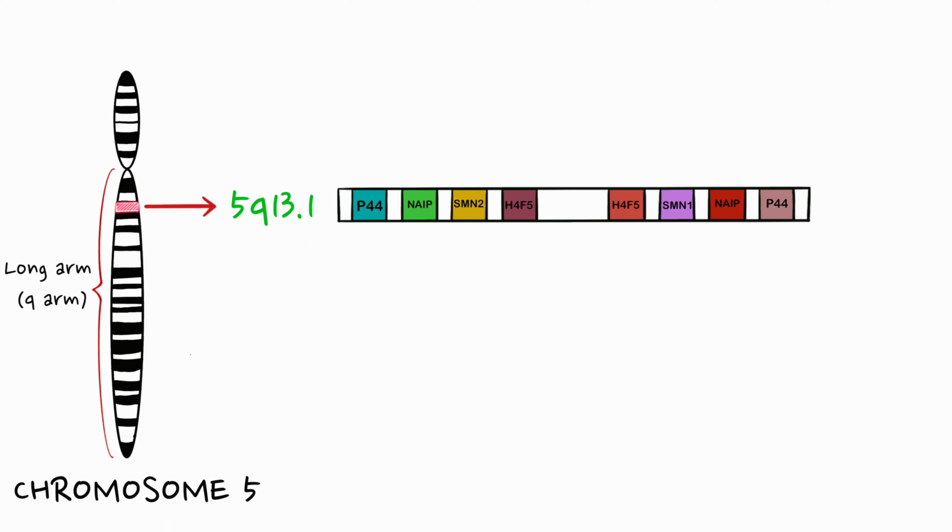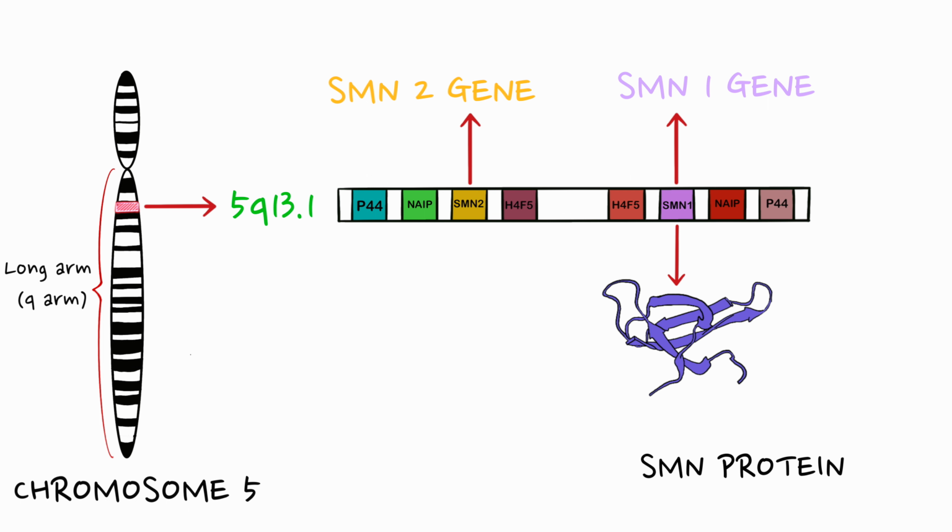On chromosome 5q13, there are two crucial genes responsible for producing the survival motor neuron protein. The primary and the most important gene is SMN1, while the other significant gene is SMN2. SMN1 and SMN2 are closely related genes located on chromosome 5q13, responsible for producing the survival motor neuron protein, critical for motor neuron function in the spinal cord.